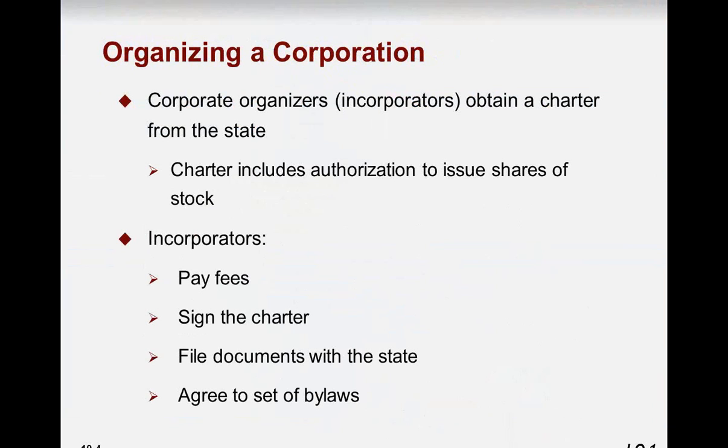If I want to organize a corporation, we get a charter from the state. You do not have to incorporate in the state that you're doing business in. There are advantages to incorporating in states that have the lowest corporate income tax. So the charter includes an authorization to issue shares of stock. If I am going to incorporate, I must pay fees. We must sign the charter. We file documents with the state, and we agree to a set of bylaws. We have to hold at least annual board of directors meetings. Minutes must be kept on those meetings.